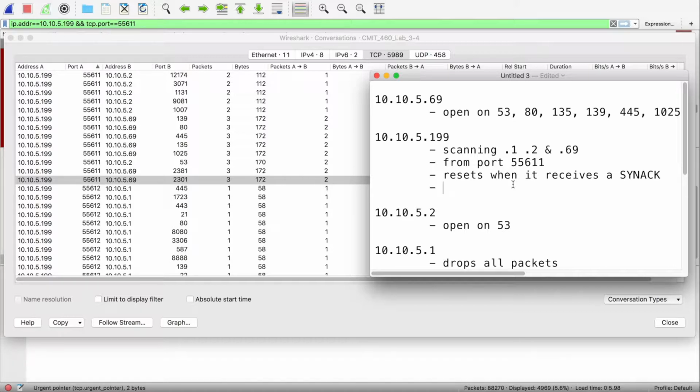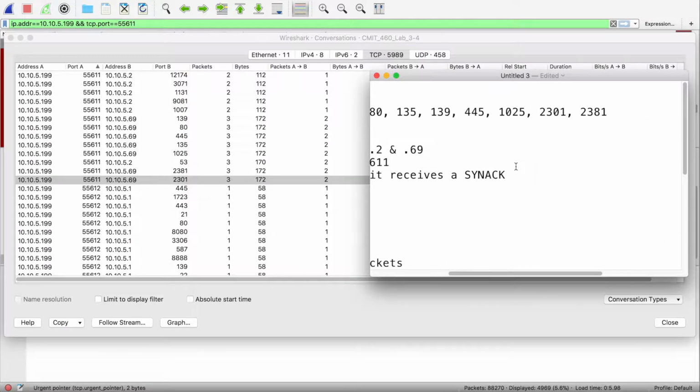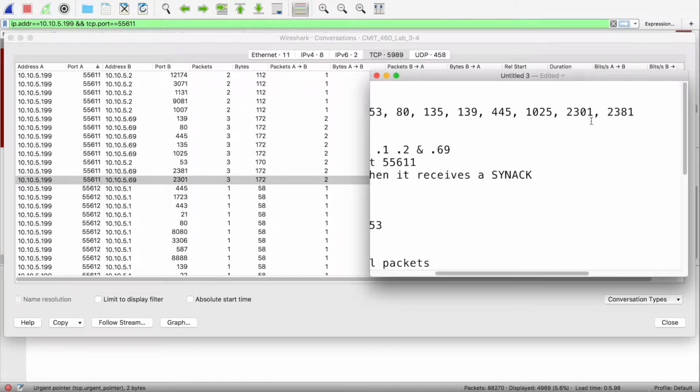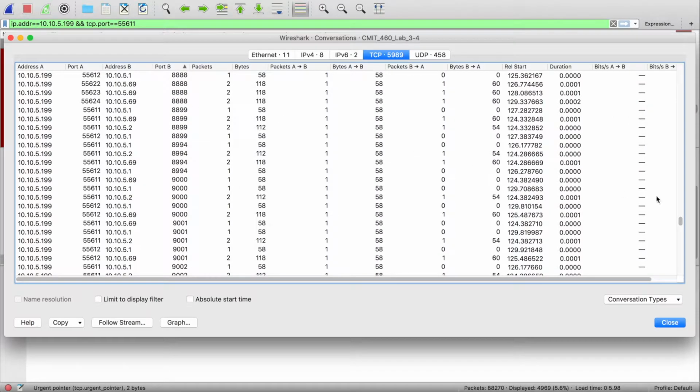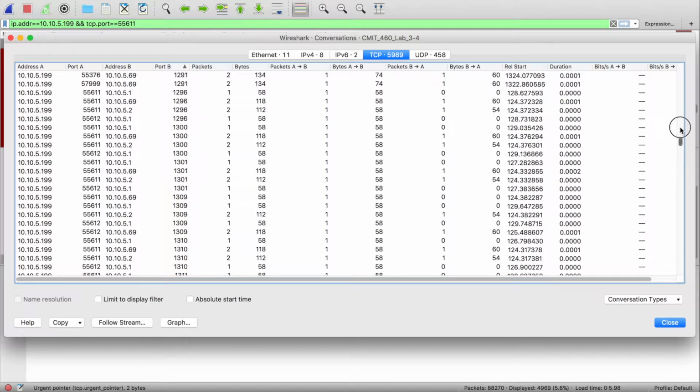Resets when it receives a SYN-ACK. All right. So the last thing I'm going to do in this capture, because I don't want to make this particular thing too long, is try to see what any of this traffic is. So let's look at 2301.